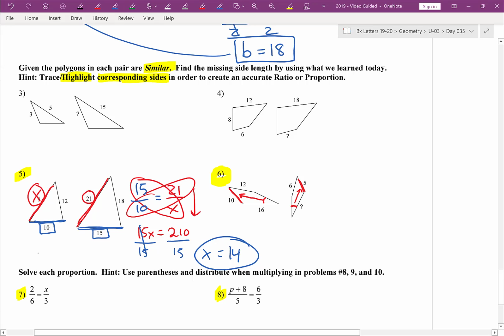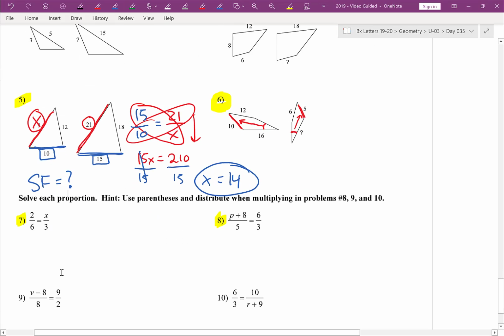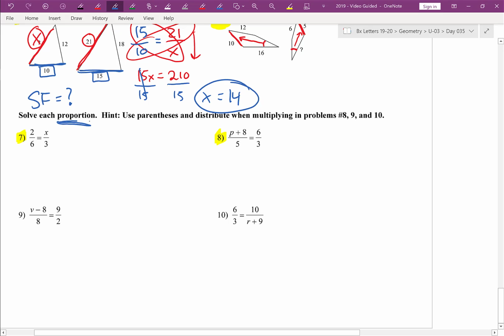I challenge you, tell me what the scale factor is. That would be interesting. Spoiler, it's a decimal, I think. Okay, now, this is like a continuation of number 1 and 2. I'm warming you up with 7.